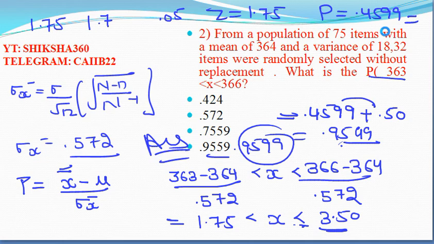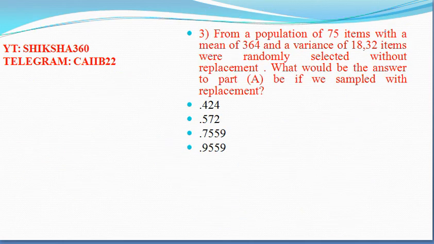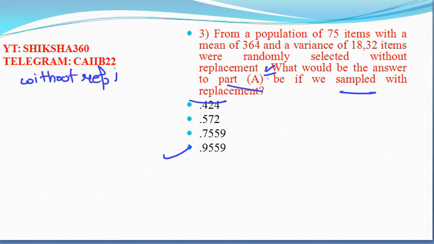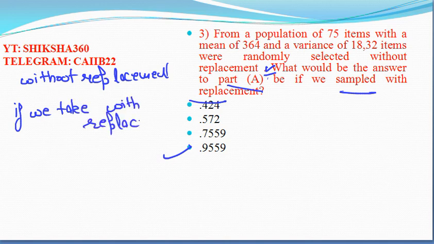Now move to the next question, question number 3. Here they are asking what the answer would be to part A. In question 1, the sampling was without replacement, and if we take it with replacement, then what is the formula of the standard error of the mean?